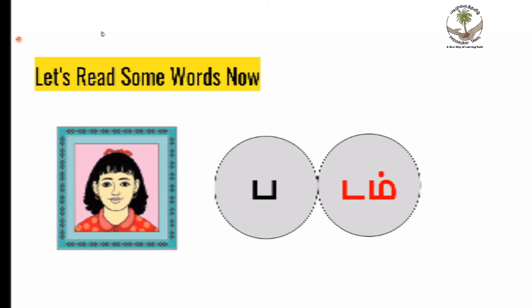So what is this? Pa. What is pa made out of? What are the two letters it's made out of? Up and ah. Up is a mei, ah is an uyir. Ah went into up and it became pa. Why did it take another form? Because ah came after up. Up and da, up and da is mei. So when an uyir comes on the side of a mei, it takes a form. So it became pa. Okay?